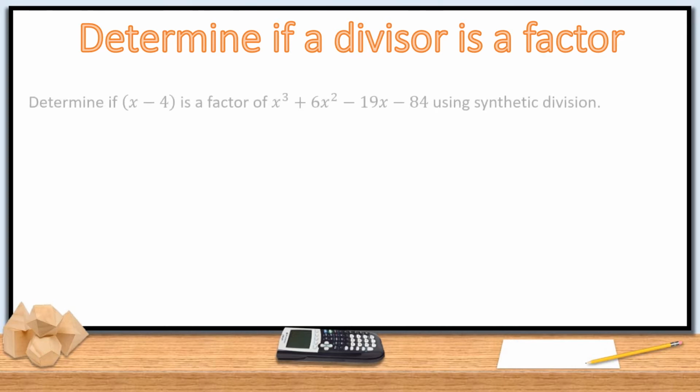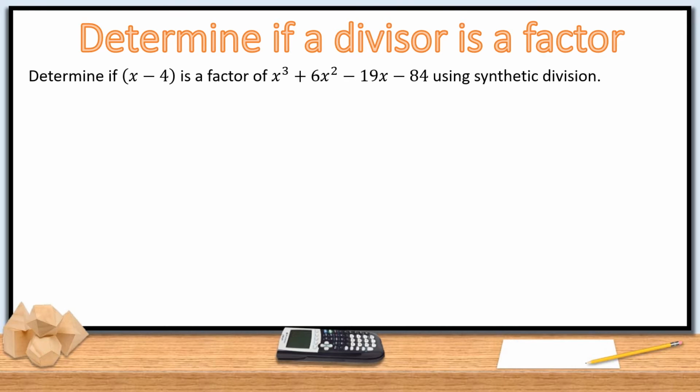Let's just do the same thing again, but this time using synthetic division just to show that it would give us the same solution. So if x minus 4 is the divisor, we are going to use positive 4 as our synthetic divisor. So 4 is going up there. We've got 1, 6, negative 19, negative 84. Draw our line. 1 comes straight down.